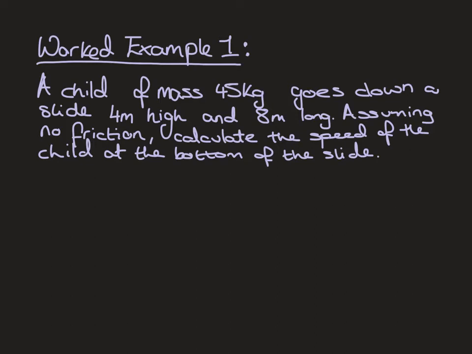So let's have a look at a worked example. Here we go. A child of mass 45 kilograms goes down a slide 4 meters high and 8 meters long. Assuming no friction, calculate the speed of the child at the bottom of the slide.